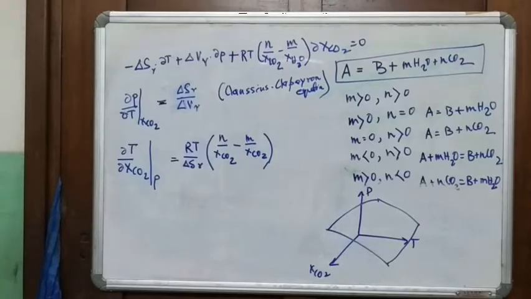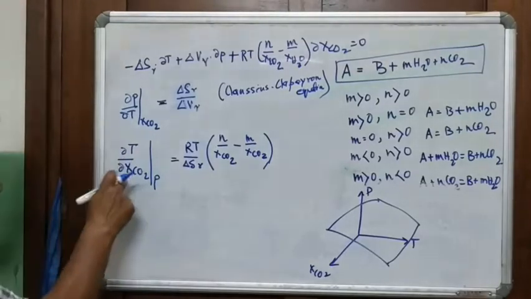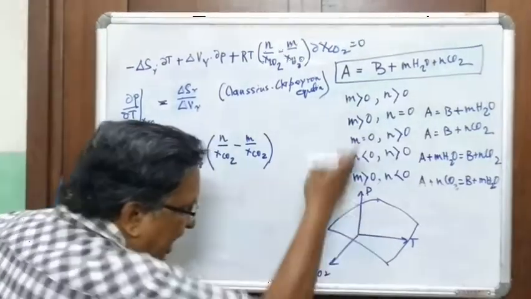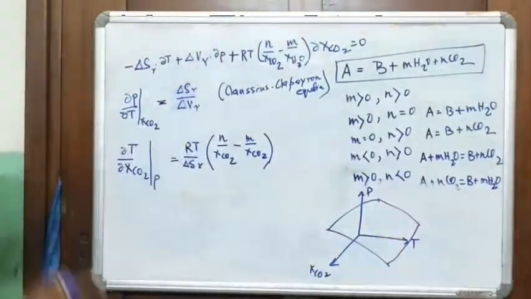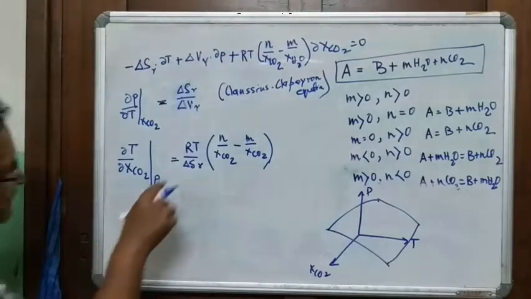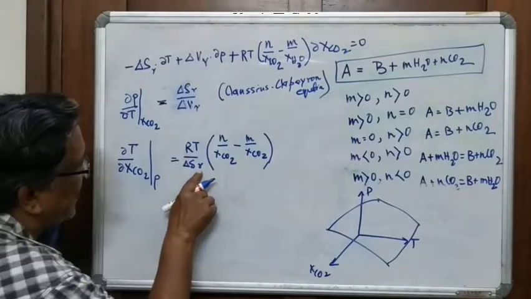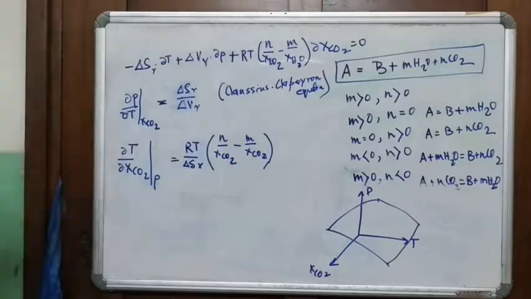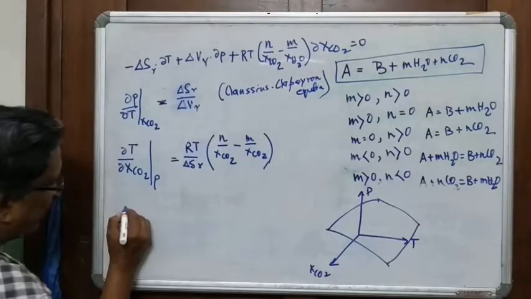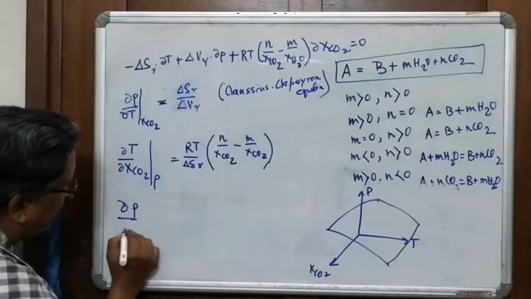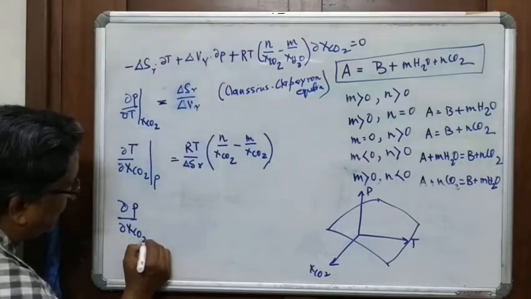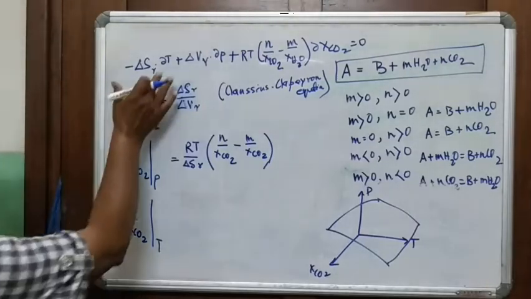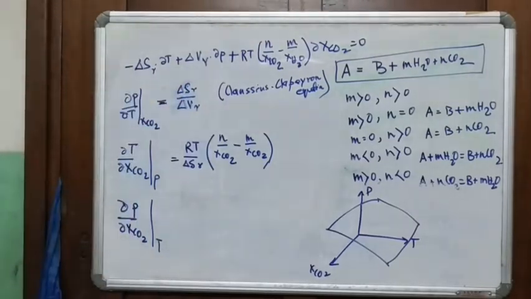This is the slope of this pressure. So, in a T-X CO2 diagram, T-X CO2 space, at constant pressure, the slope of the reaction is given by RT by del SR into N by X CO2 minus M by X H2O, and we go into del P by del X CO2, and this is at constant temperature. So at constant temperature, this vanishes.